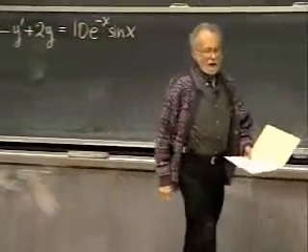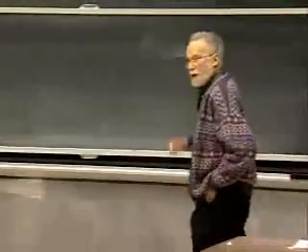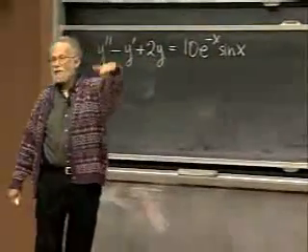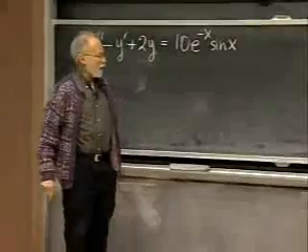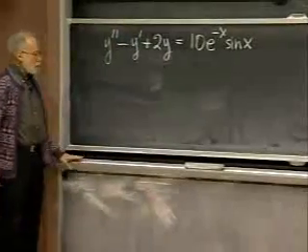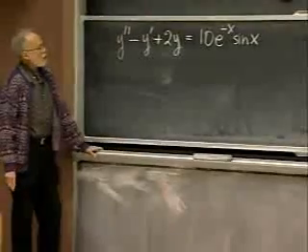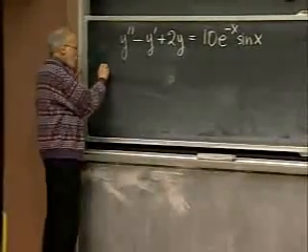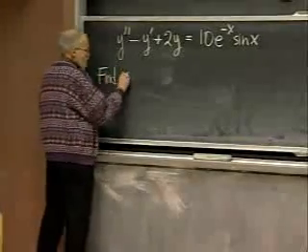Gulp. Okay. So the input is this function 10 e to the minus x sine x, that's a decaying oscillation. You've seen those already on the computer screen if you've started your homework, if you've done problem 1 on your homework. It's a decaying exponential, and I want to find a particular solution. Well, let's find the general solution.